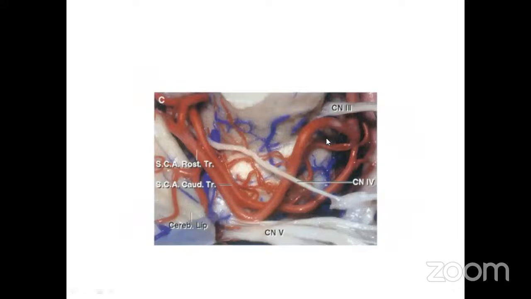So here we can see that this artery is divided. This is the superior cerebellar artery. Sometimes it is divided into two roots. These are the caudal and the rostral roots. And in these cases, the caudal root is the one that makes a loop near the trigeminal nerve and causes the compression of the trigeminal nerve.